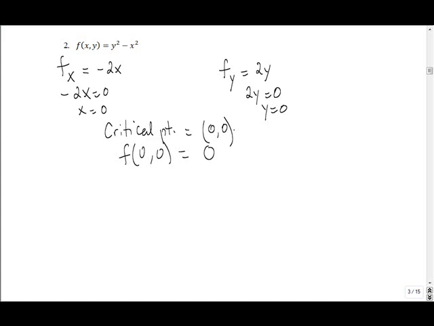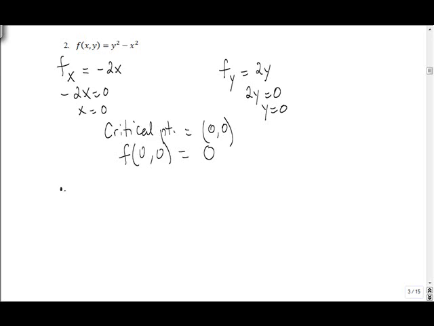So let's see what we can do to determine what type of point this is. Right? What is it? Look at the function. y squared minus x squared. There's nothing we can do with that. It's a difference of squares. Nothing we can do. We can't complete the square. Nothing. So we have to try another method.